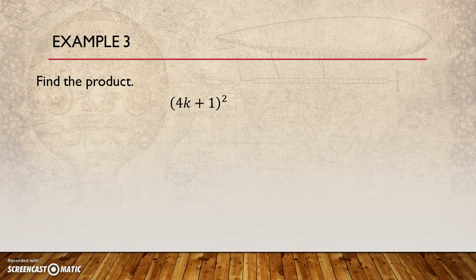Our next example is actually a special case. It's still multiplying polynomials. This time it's 4k plus 1 quantity squared. What squared means is times itself, so what we can rewrite this as is 4k plus 1 times 4k plus 1. And now we can just do the simple double distribution. 4k times 4k is 16k squared. 4k times 1 is 4k. 1 times 4k is 4k. And 1 times 1 is 1.